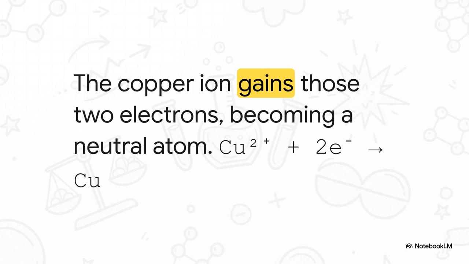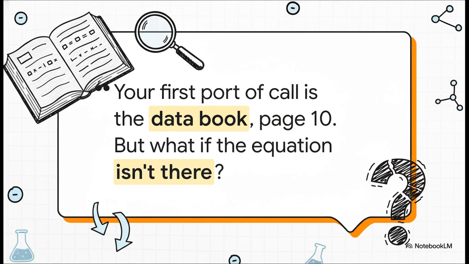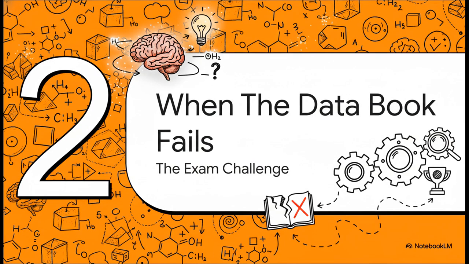See? Simple enough. Now, 9 times out of 10, you wouldn't even have to think about this. You just flip open your data book, find these 2 half equations, and you'd be good to go. But that leads us to the big question, the whole reason we're here. What happens when one of them just isn't there? And that brings us to our main event, the exam challenge. This is where we stop just looking things up and start really understanding the chemistry behind it all.